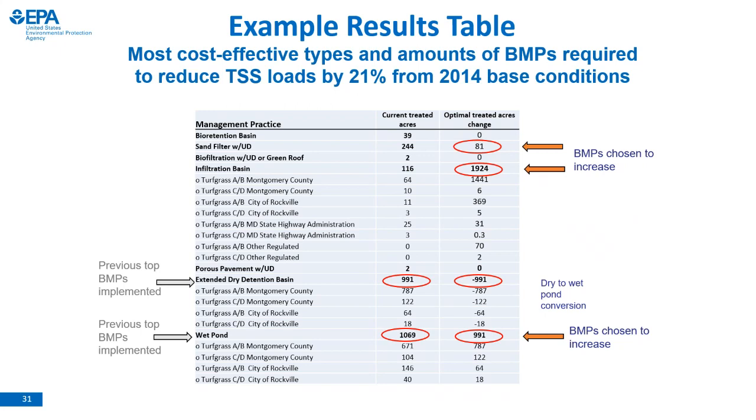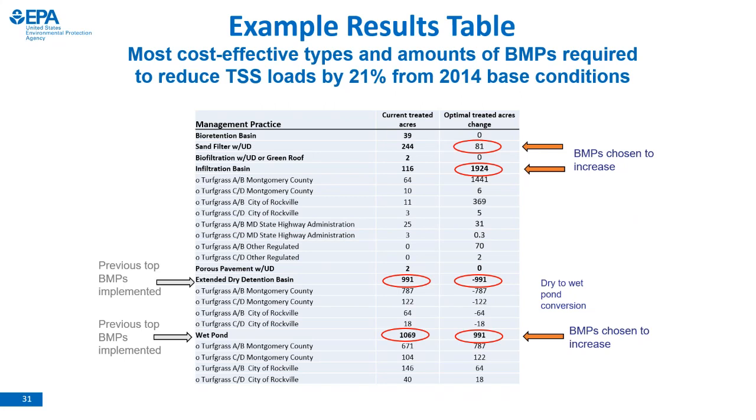The second column shows the current treated acres for 2014. So initially, their solutions were focused on extended dry detention basins, a type of gray infrastructure where you're only temporarily retaining water and then releasing it downstream. So you're shaving the peak off the flood peaks, but you're not doing much in terms of water quality improvement. Almost an equal amount of implementation of wet ponds, which hold water for a longer period of time and have more water quality improvements associated with them.